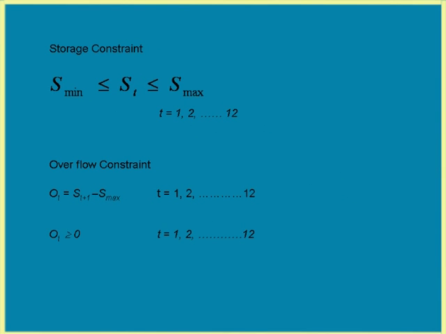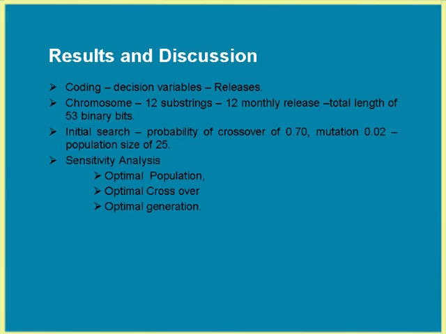This is non-constraint optimization. I don't give constraints in the objective function. These are only rules for fixing my boundaries. So the result, even though the decision variables are releases, we had only 53 binary bits in our objective function. 53 zeros and ones will be there, since we have considered two values.